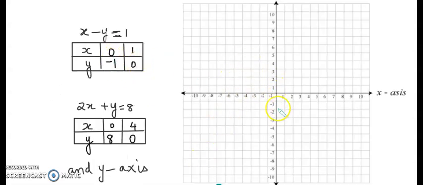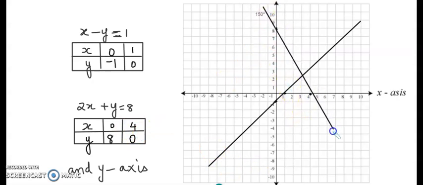0, minus 1 means this point and 1, 0 means this point. So let's draw the line. Okay? Next is 0, 8. So this point and 4, 0. So this point. So somewhere like this. Right? So these are the two lines.